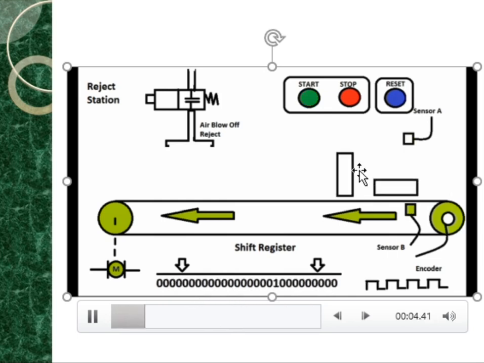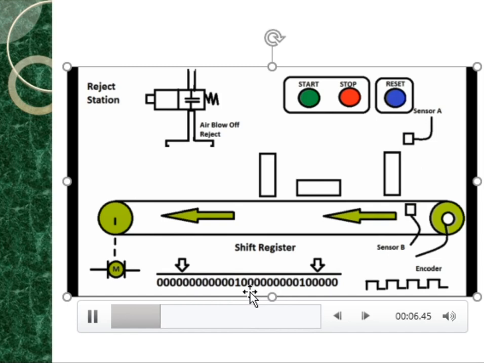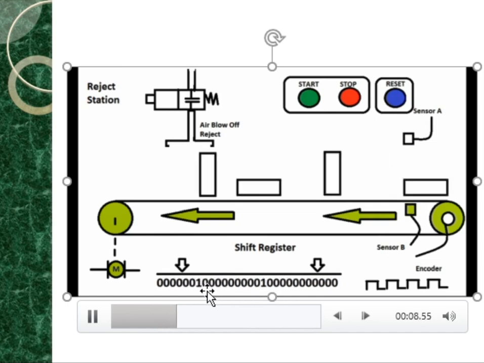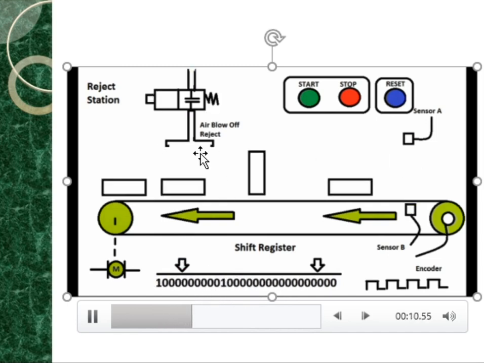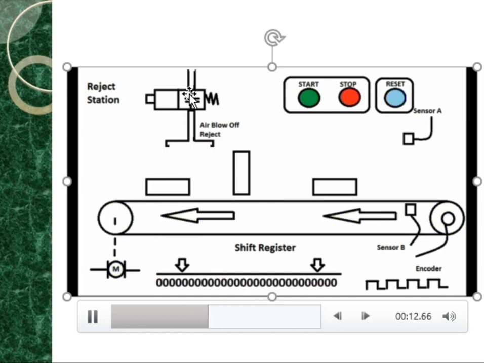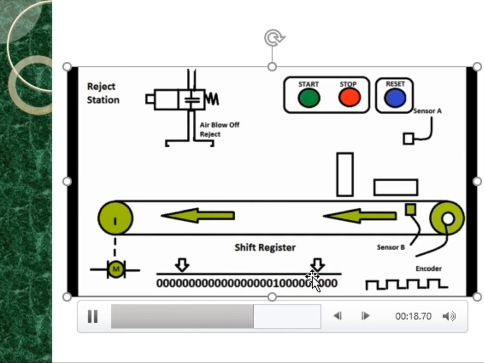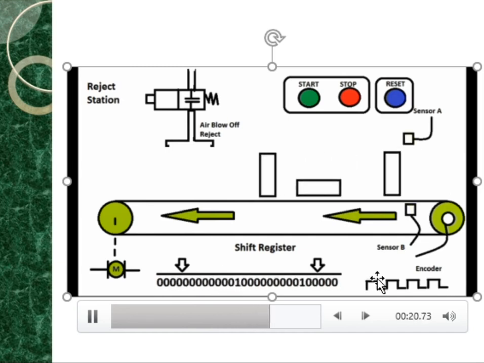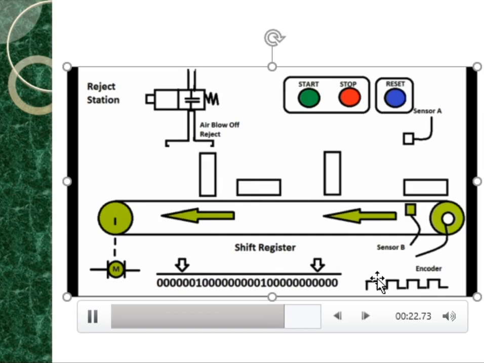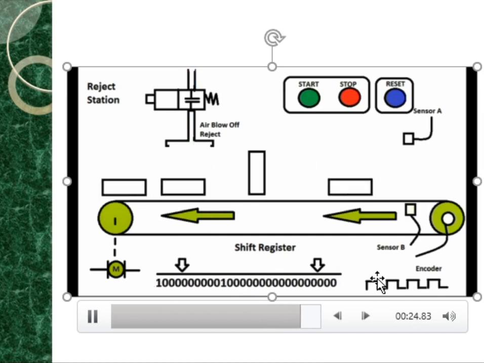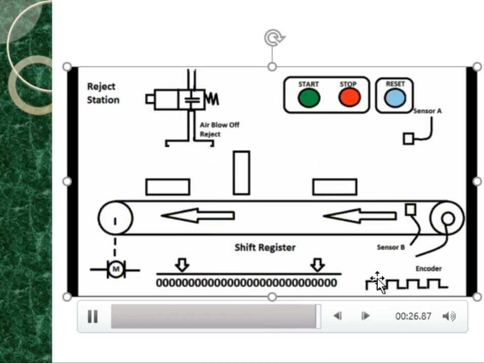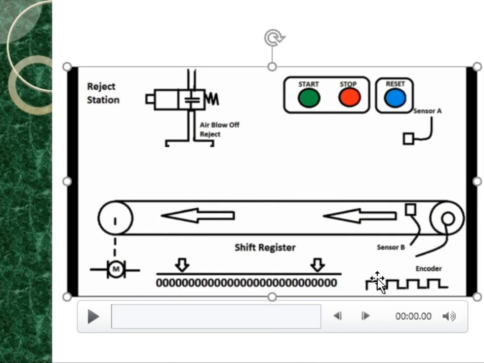You can see it again from the simulation. When it detects the defective item, it will be registered in the shift register. Then when this rejection station receives the input from the shift register, it will blow off the item from the conveyor belt. So this is one example where the shift register is used in an automation system.